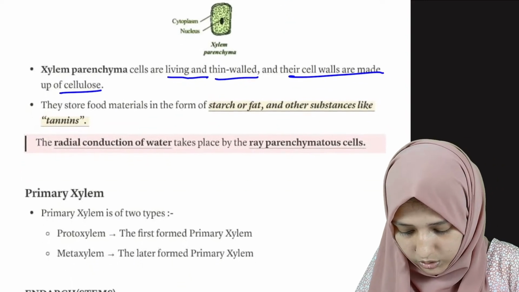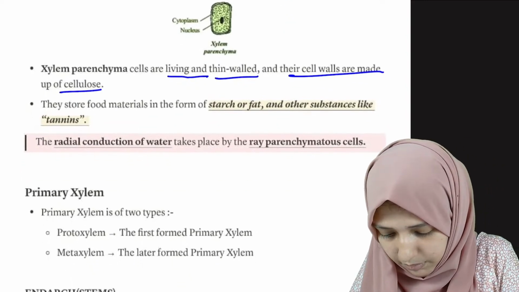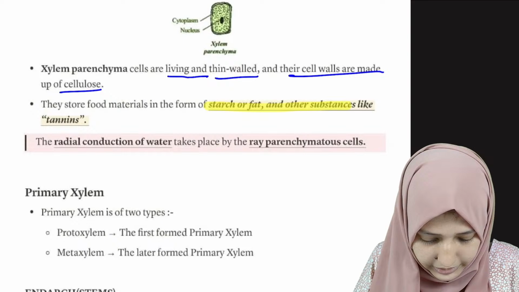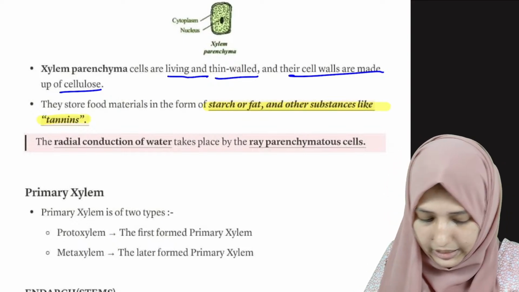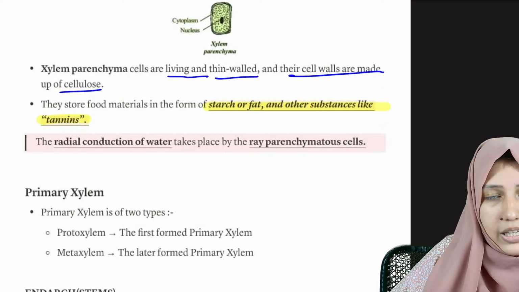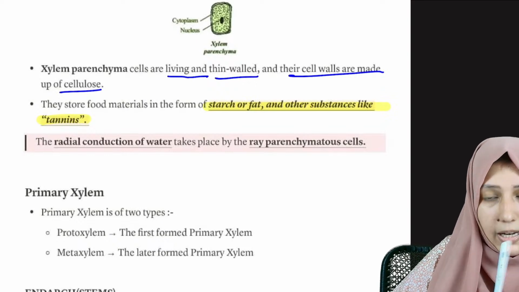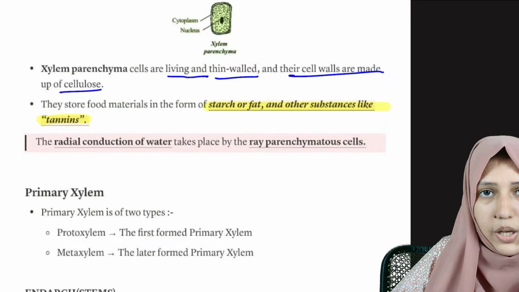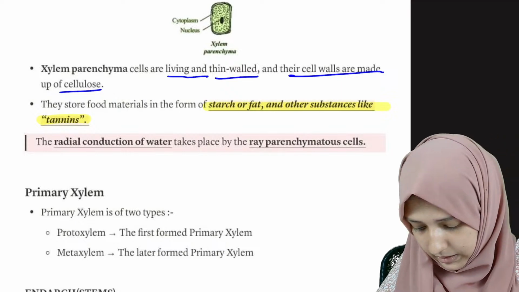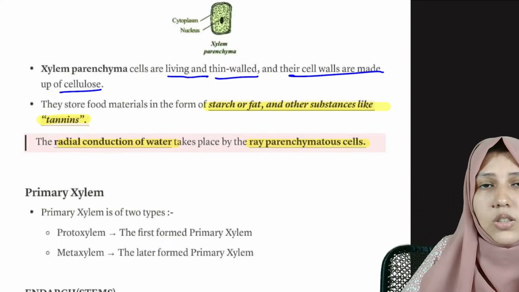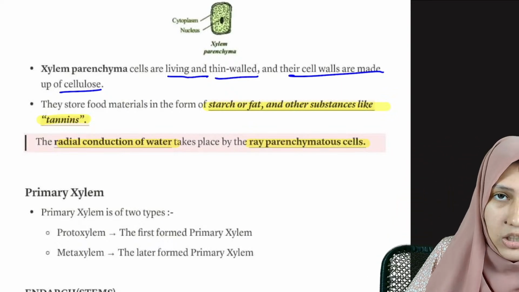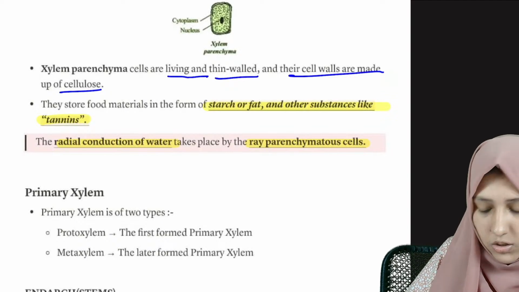Now they store food materials. This is an important point. They store food materials in the form of starch or fat and other substances like tannins. So they are also a form of storage body. Then the radial conduction of water takes place by the ray parenchymatous cells.